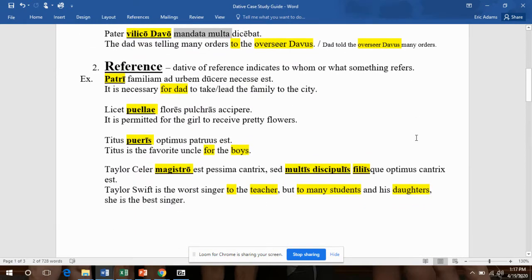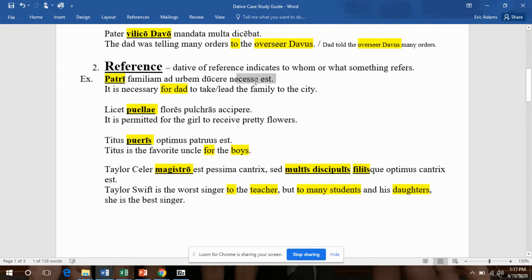Now we move on to dative of reference. Dative of reference is when you put something in the dative case and it is telling you to whom or to what, again, the translation to or for, something refers. So here it is with the impersonal verb necesse est. It is necessary to lead the family to the city. Well, we all know it's necessary for whom. It's not necessary for Davus. It's not necessary for Geta. But here, the dative case patri, third declension, tells you for the dad. And thus, it's the dative of reference for him. It is the necessary thing.